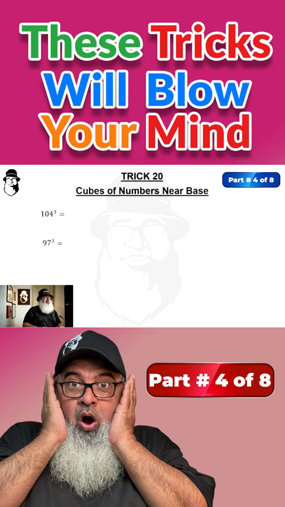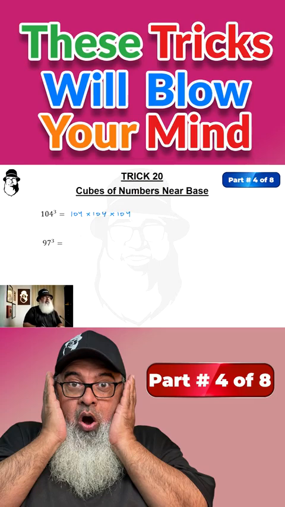Here 104 cubed means 104 times 104 times 104, right? So when the number is near base, it's very easy to take the square of that number or cube of that number. We have already done how to square numbers near base. Same concept is extended here. So here we'll get the answer in 3 parts.